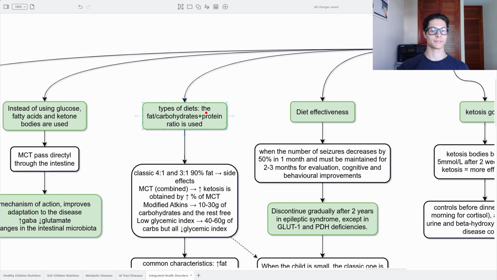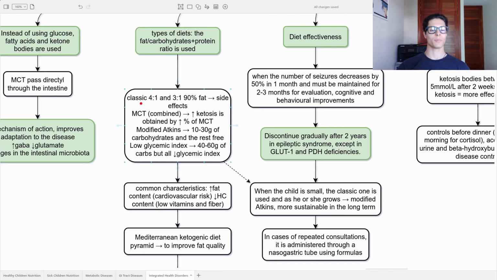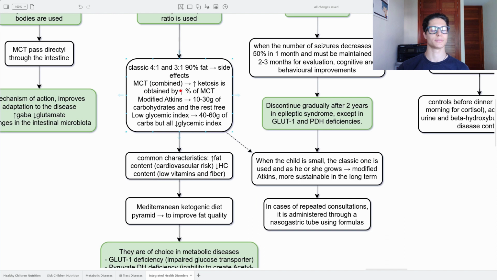The types of diets, the fat to carbohydrates plus protein ratio. So basically here we have the classic, which is 4:1 or 3:1, which has 90% of fat, and it may have side effects. 4:1 means that we have 4 parts of fat per 1 part of carbohydrates and proteins together. The MCT combined, as you can see, MCT are very important because you have to know that a higher MCT percentage in the diet will lead to higher ketosis.